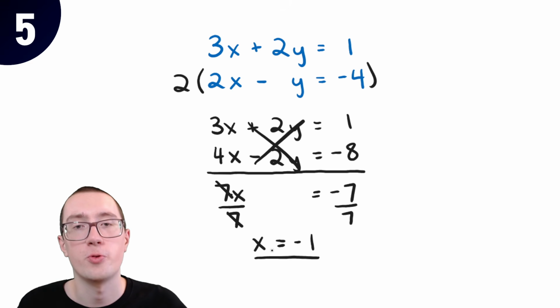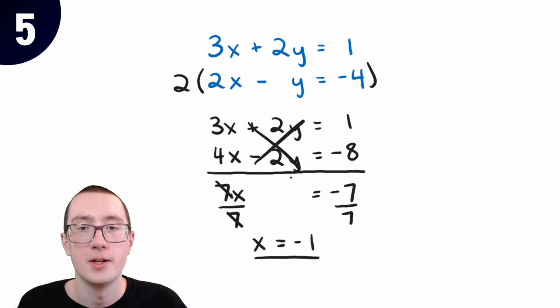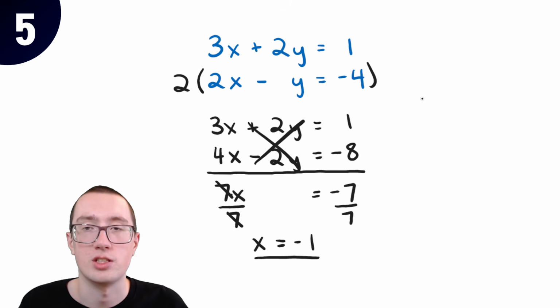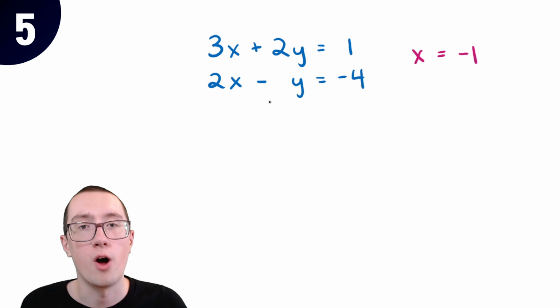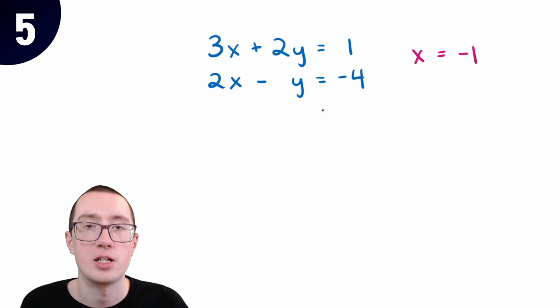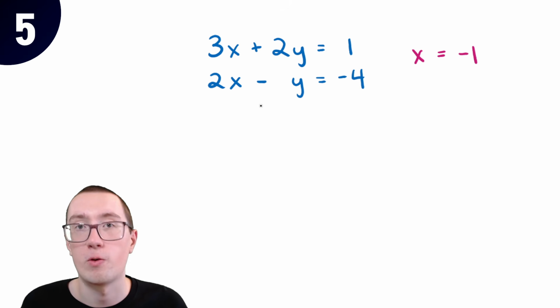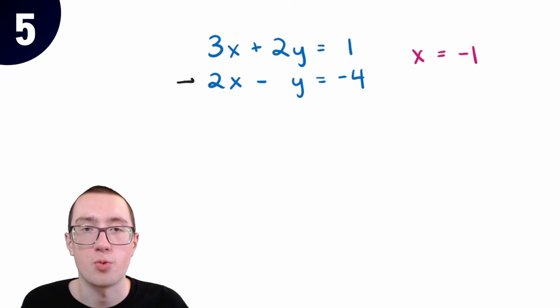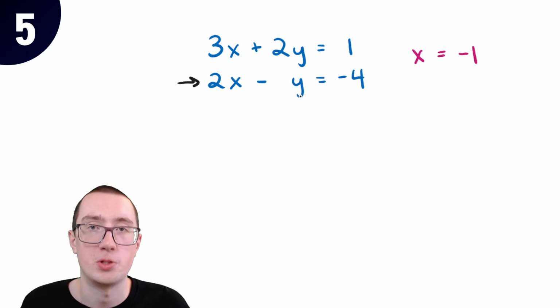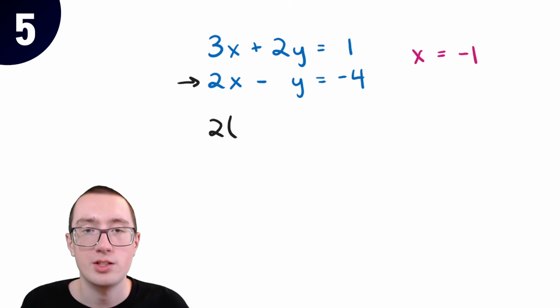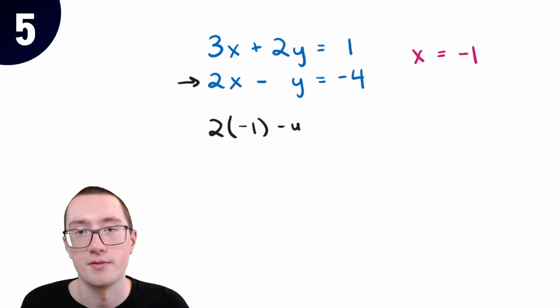But remember that this is only one part of the problem, because the second part is to solve for y. So I'm going to make a note up here that x is equal to -1. So to solve for y, I just need to pick out any one of these equations, plug in -1 for x, and then solve for y. I'm going to choose this equation right here because y is closer to being by itself. So I'm going to rewrite this equation, except instead of x, I'm going to write -1 because we now know that x is equal to -1.